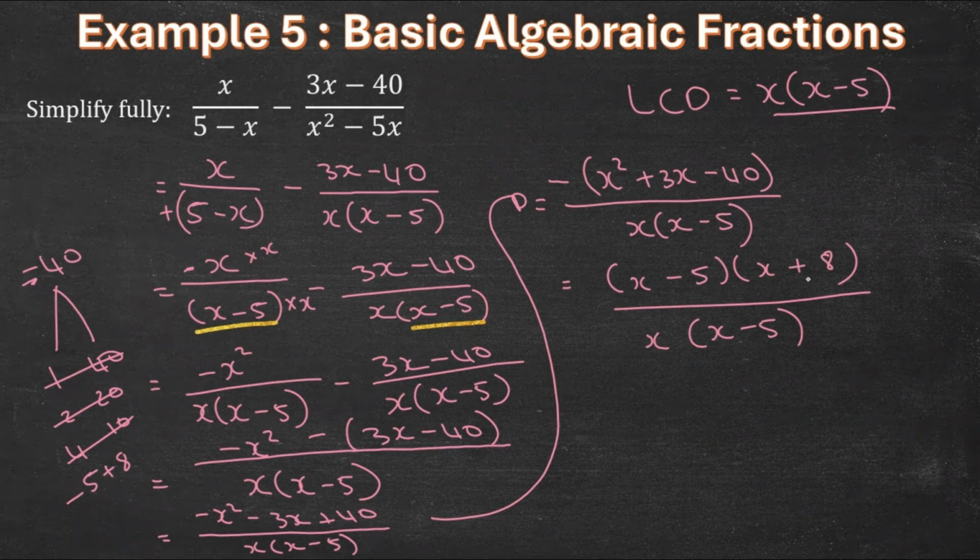Now that I've factorized the numerator, I can see if I can cancel. And yes, I can. This x minus 5 and this x minus 5 can cancel. So I'm left with x plus 8 over x. Why can't I cancel any further? Because I have two terms at the top and we are not allowed to cancel separate terms. Even if I do this, now I've changed this to a factor. They are not common factors anymore because this is now x plus 8 and this is x. So this is my final simplified answer.